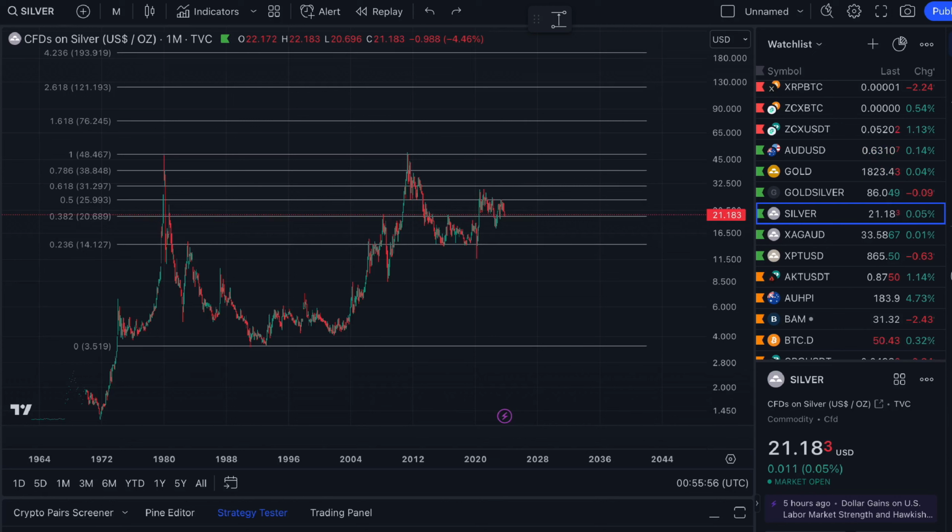Could the Fibonacci analysis tool be the only one we really ever need for silver price analysis over the long term, and how predictive can it be?